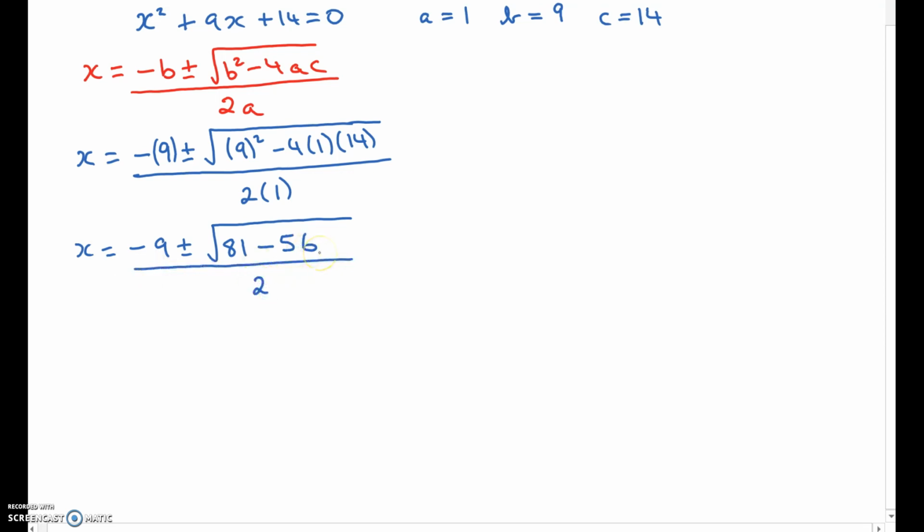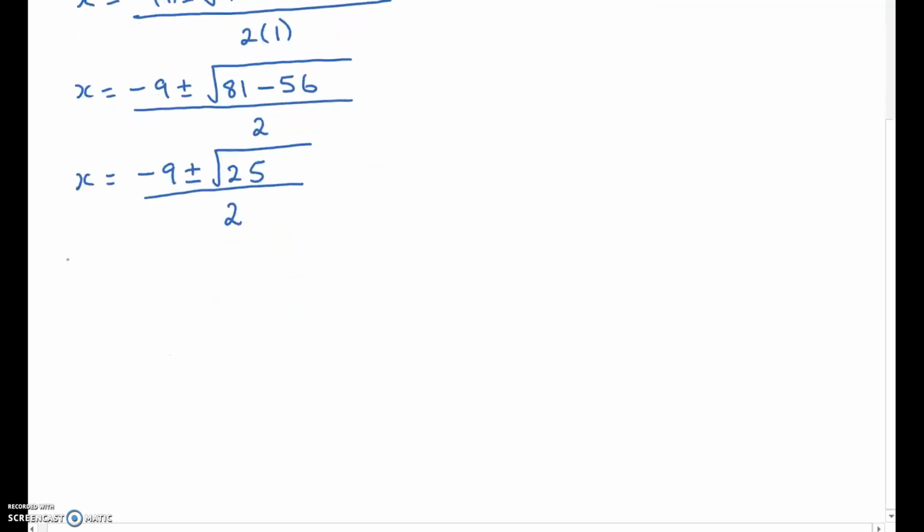Now work out what's in the square root there. You get x is equal to minus 9 plus or minus, okay, 56 from 81 is 25. So it's minus 9 plus or minus the square root of 25, over 2. We'll keep working this through, and everyone should realize the square root of 25 is 5, so it's minus 9 plus or minus 5 over 2.